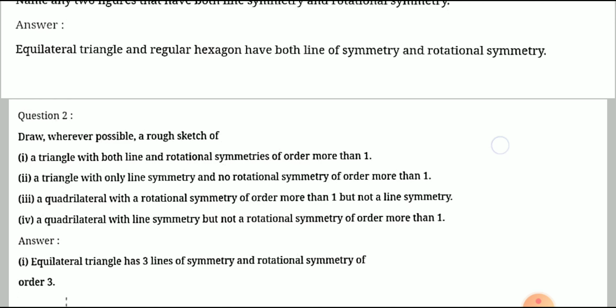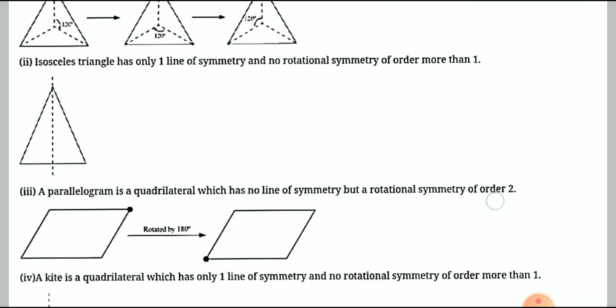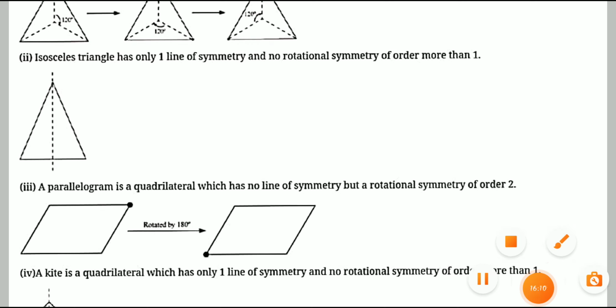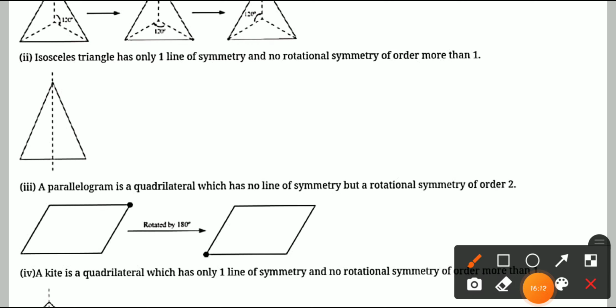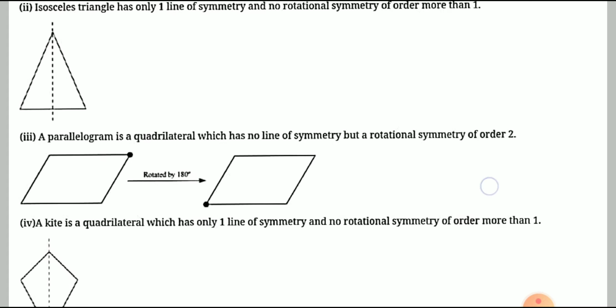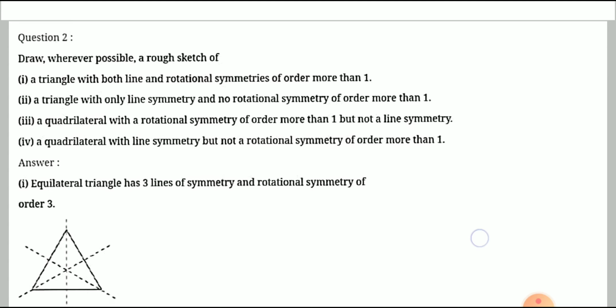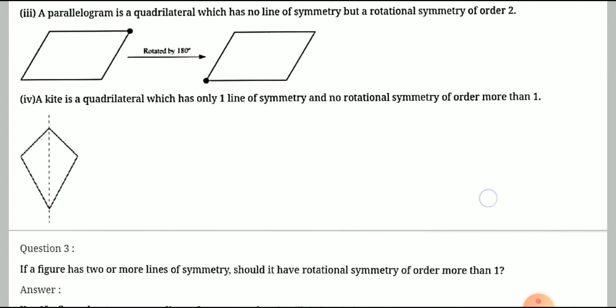The third question is a quadrilateral with a rotational symmetry of order more than one but no line symmetry, that is a parallelogram. A parallelogram has the order of rotation 2. Okay, at 180 degrees it looks similar. You can see here in the first case the dot is here. When you rotate it 180 degrees, the dot will come here, but in both the conditions they look similar. Now in the fourth, a quadrilateral with line symmetry but no rotational symmetry, that is a kite.